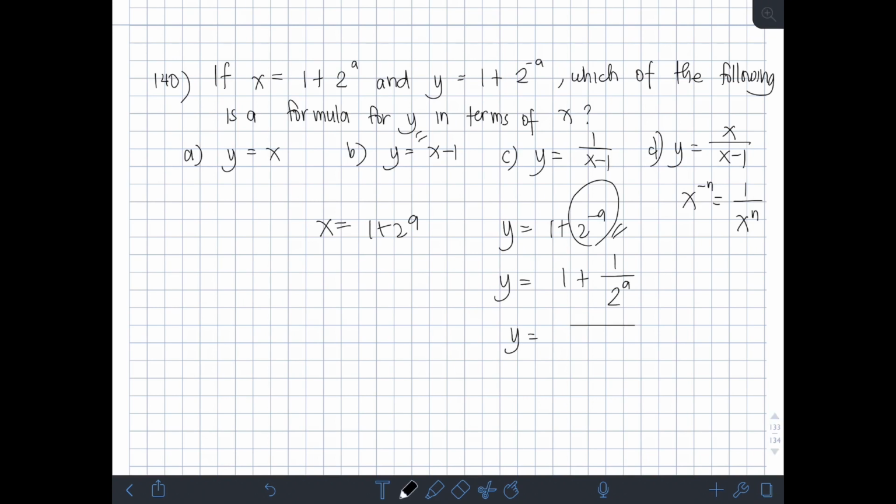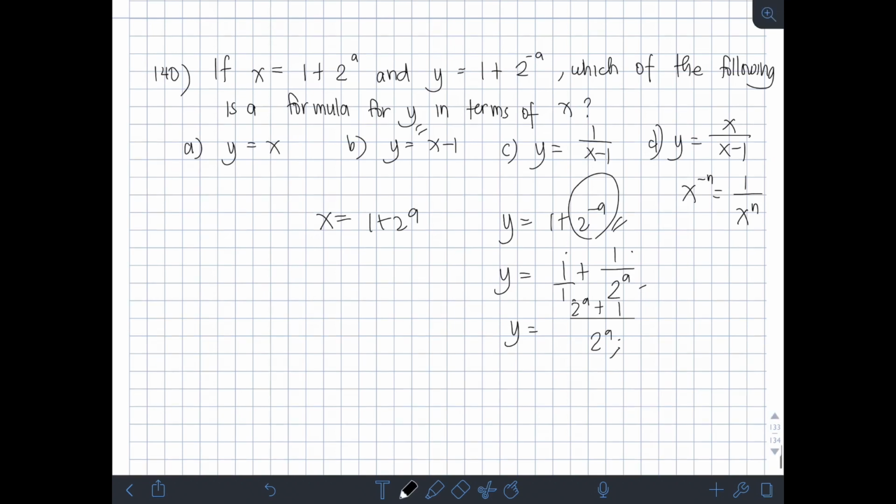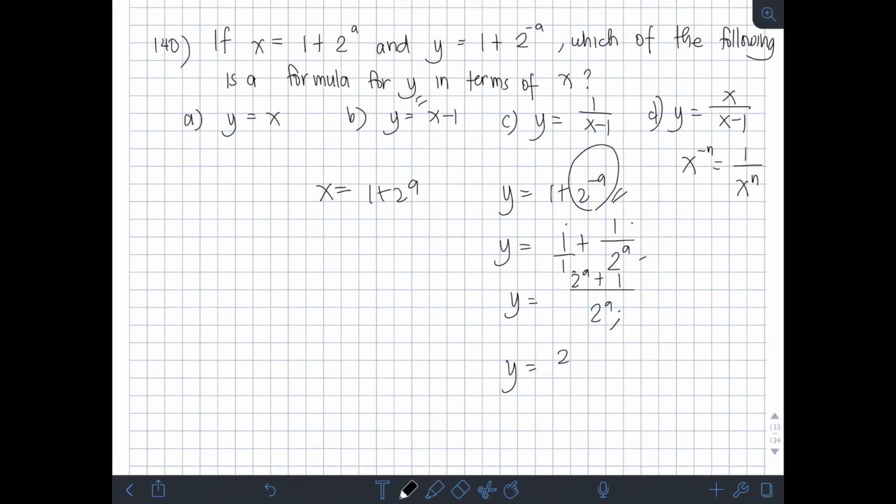So, LCD ng, itong 1 is parang over 1, right? So, LCD ng 1 at 2 raised to a is 2 raised to a pa rin. So, 2 raised to a divided by 1 is 2 raised to a times 1, 2 raised to a. Plus, 2 raised to a, this time, divided by 2 raised to a is 1, times 1 is 1. So, meron tayong y is equal to 2 raised to a plus 1 over 2 raised to a.